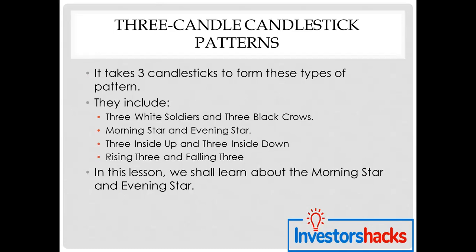We have the three white soldiers and three black crows. We have the morning star and the evening star. We have three inside up and three inside down. We have the rising three and the falling three. All these are types of three candlestick patterns, but in this lesson we are going to major in morning star and evening star, since they have higher probabilities than the rest of the three candlestick patterns mentioned here.